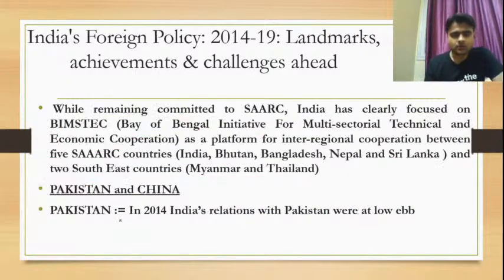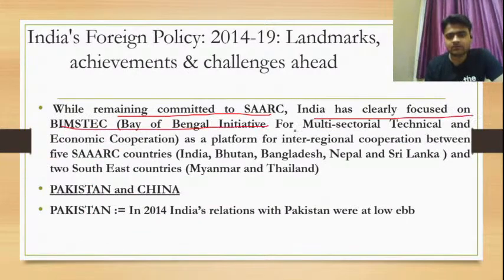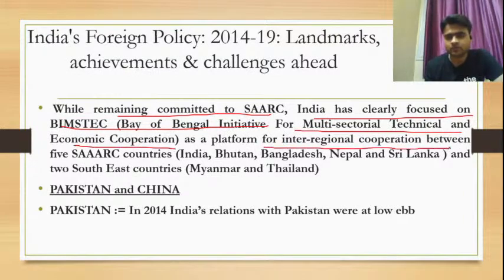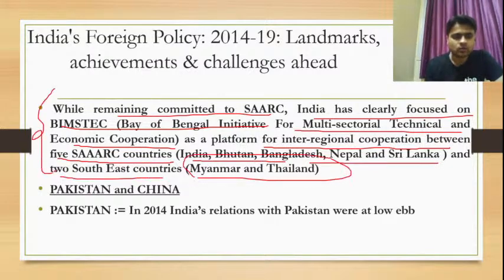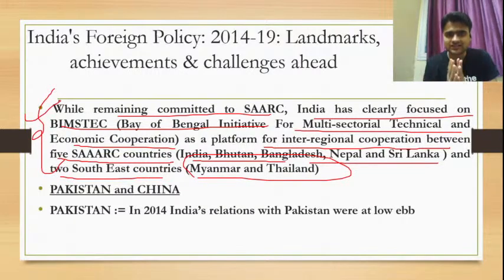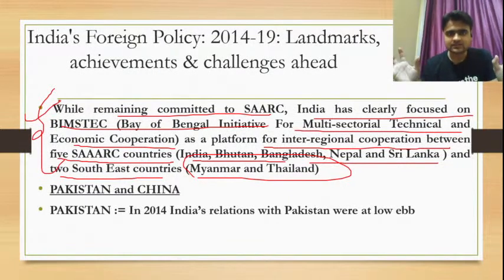Okay, now while remaining committed to SAARC, India has clearly focused on BIMSTEC, that is Bay of Bengal Initiative for Multi-Sectoral Technical and Economic Cooperation, as a platform for inter-regional cooperation between 5 SAARC countries, that is India, Bhutan, Bangladesh, Nepal and Sri Lanka, and 2 Southeast Asian countries, that is Myanmar and Thailand. Fine, so from this we are drawing the essence that BIMSTEC is acting as a bridge to connect the interests of SAARC as well as ASEAN.